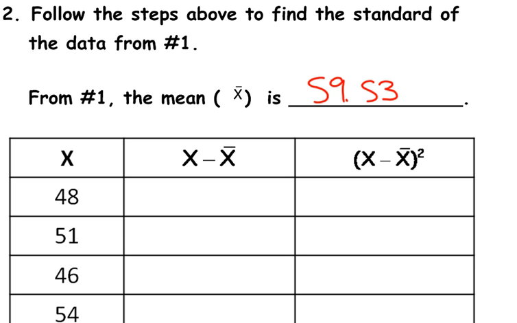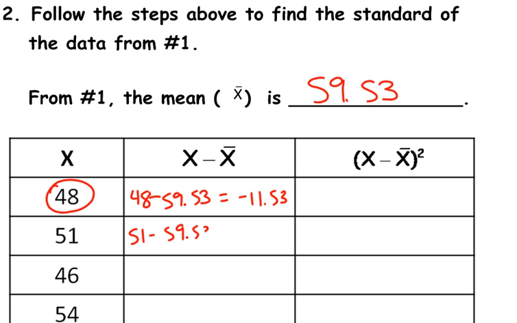So for me to find the standard deviation, I have all my data values here. The first one you'll notice on the problem, you have the data values on your worksheet. But here's 48, so you'd copy those all in there, all copied exact, not in order, it's fine. So as we go through, we will take 48 minus 59.53, and we get negative 11.53. Then you'll go 51 minus 59.53, negative 8.53.